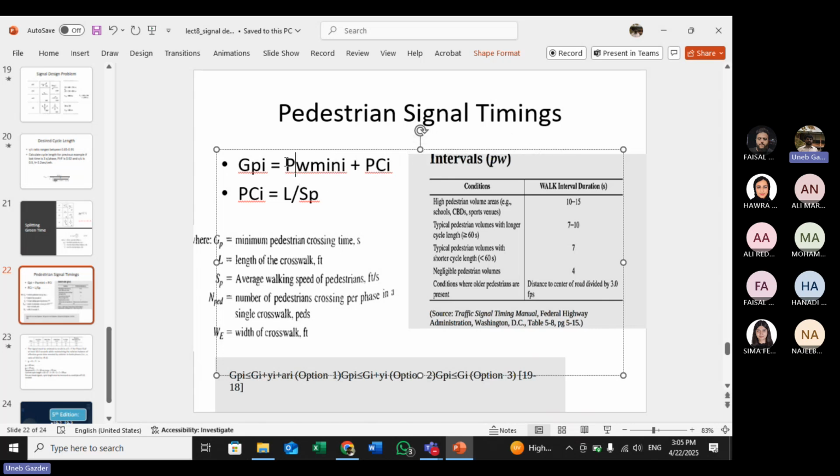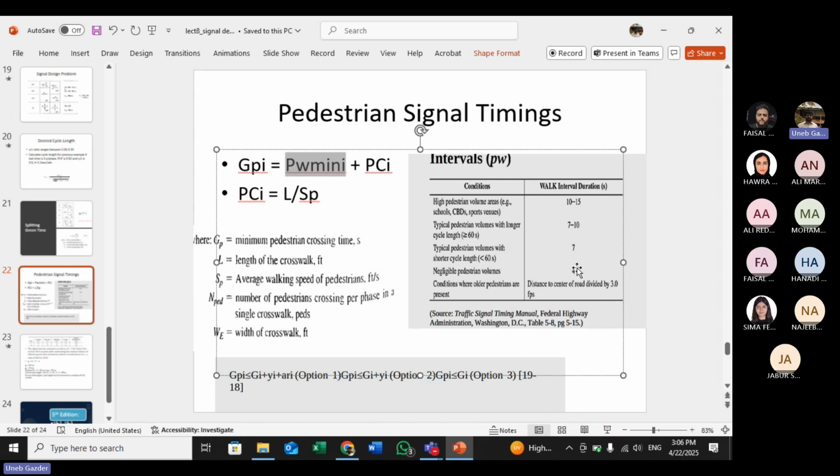The first one is called minimum pedestrian walking time. How to get it? We have some recommended values from the standards, and these values depend upon the area and the pedestrian volume. If pedestrian volume is higher and the area is busy, you give more time. If pedestrian volume is less and the area is less busy, you give less time. You can see it goes from 15 seconds to 4 seconds. So this is the first component. You can calculate it from here.